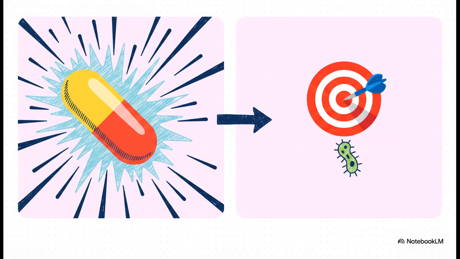Once we know exactly what the organism is and what it hates, we can finally swap out the shotgun for a sniper rifle. We drop in a narrow-spectrum antibiotic that acts like a heat-seeking missile, destroying the infection while leaving the patient's healthy microbiome completely alone.